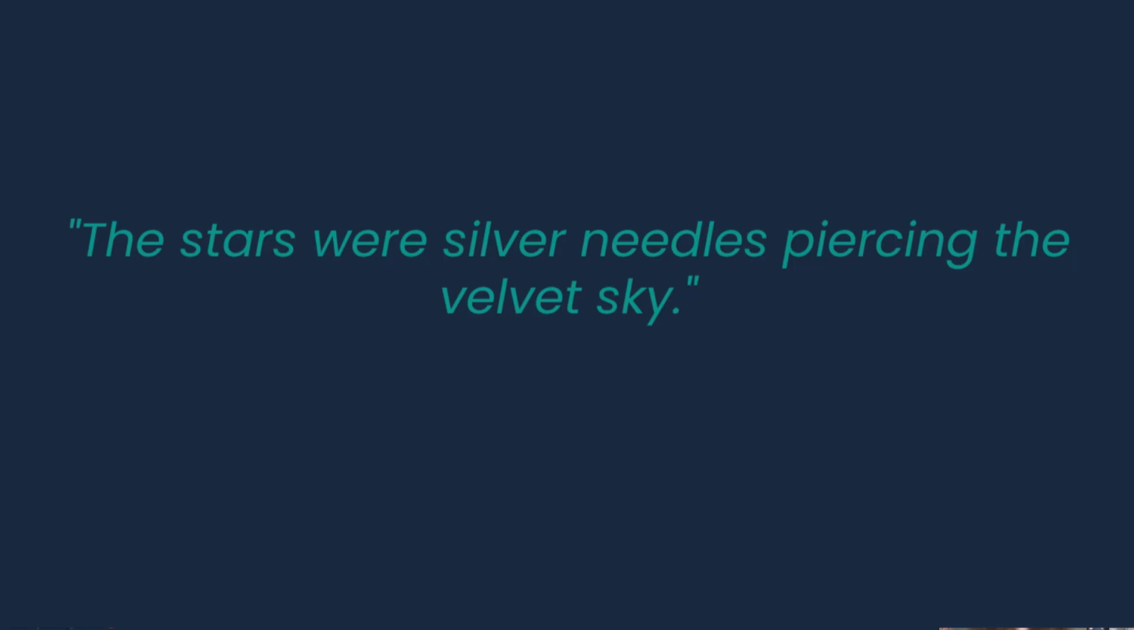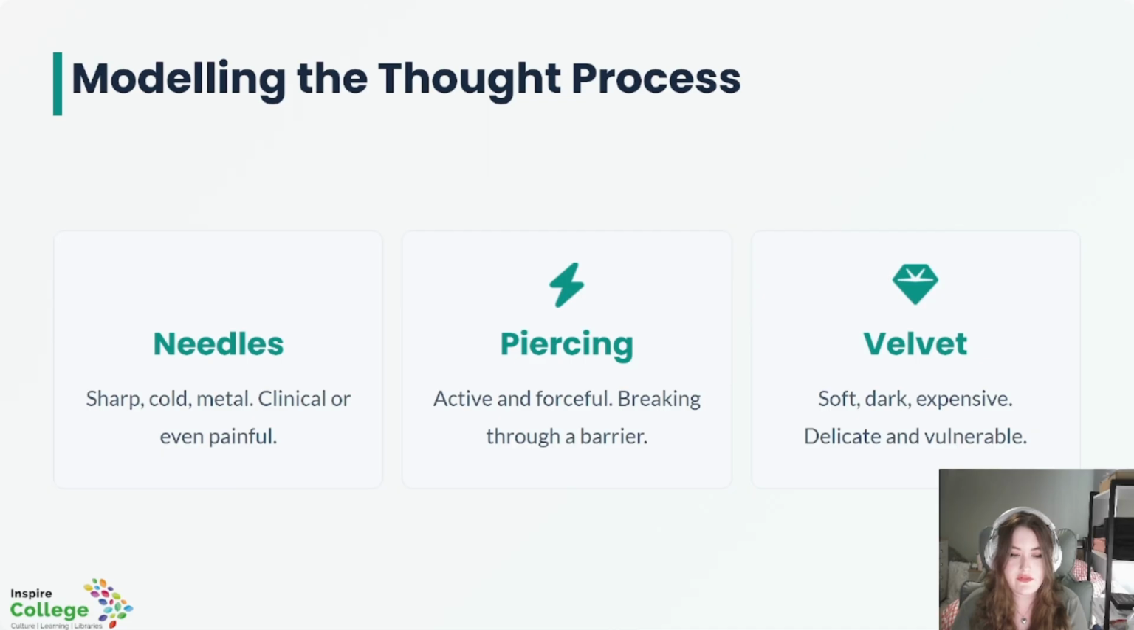Before we even start writing, we have to look at our quote and explore all of the connotations. The stars were silver needles piercing the velvet sky. So my thought process here is I want to squeeze this quote before I do anything else. The first thing that I'm drawn to is the word needles. But when I think of needles, what do I think? I think of something that's sharp, cold, metallic. It makes me think of going to the doctors. And it usually makes me think of something quite painful.